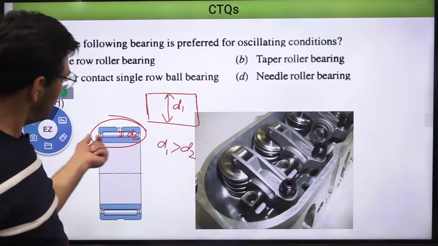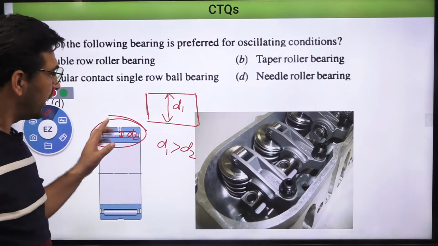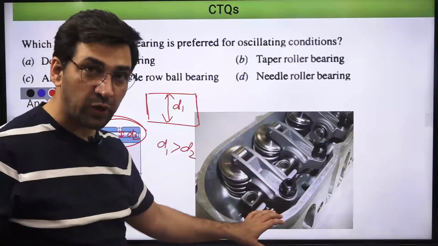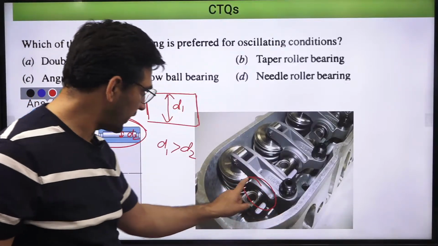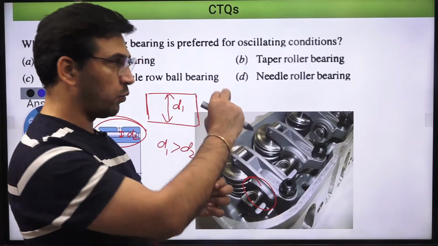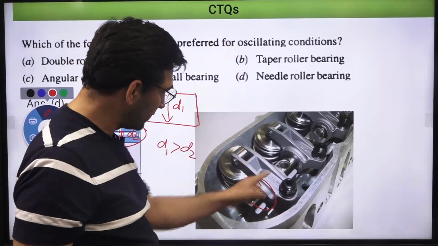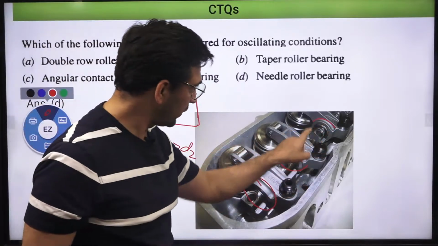So they have significant radial load carrying capacity because line contact is there. At the same time, we can save space over here, and over here you are applying that. Basically, this is the location where it oscillates this way. So here we are having the bearing, same way over here, and same way over here we are going to have this bearing.